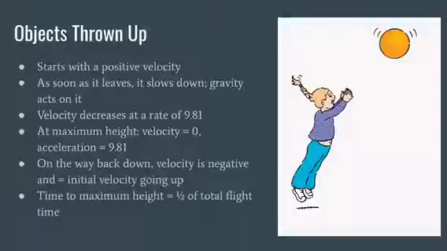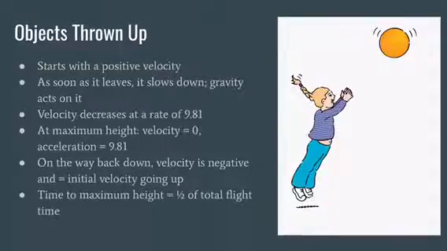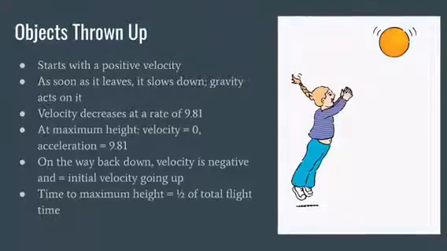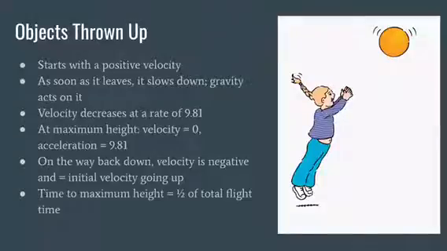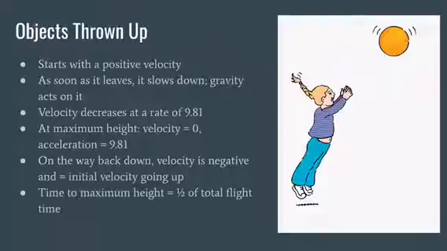The other type of freefall occurs when an object is thrown up. It starts with a positive velocity, but no matter how fast it is going, it will slow down as soon as it leaves due to gravity acting on it. Just like when an object is dropped, the velocity will decrease at a rate of 9.81, that critical number that must be remembered as the Earth's standard acceleration. At the object's maximum height, velocity will be equal to 0 and the acceleration, as mentioned before, will be equal to 9.81 meters per second squared. As the object falls back down, its velocity becomes negative as well as becoming equivalent to the initial velocity from before when it was thrown up.